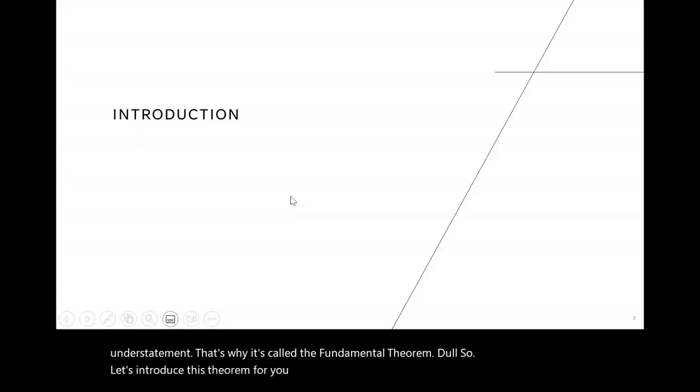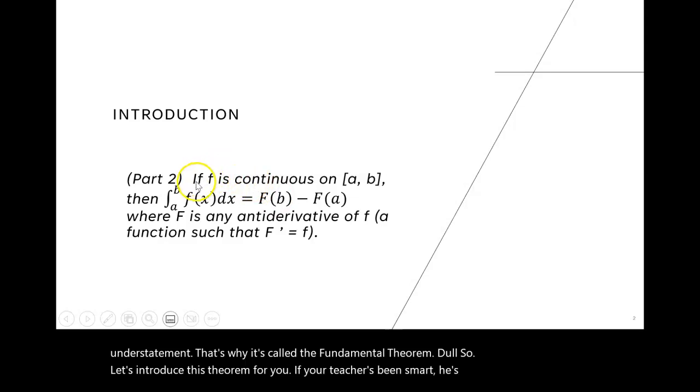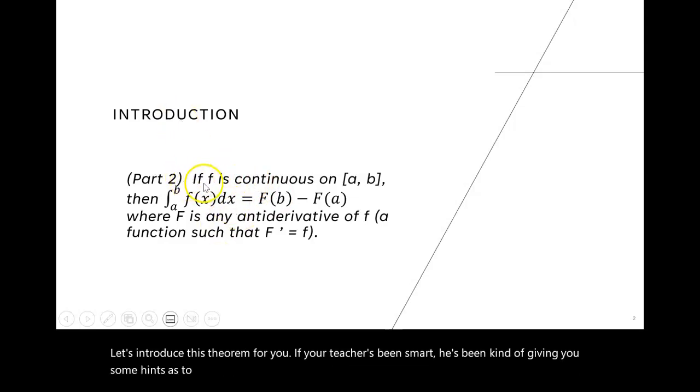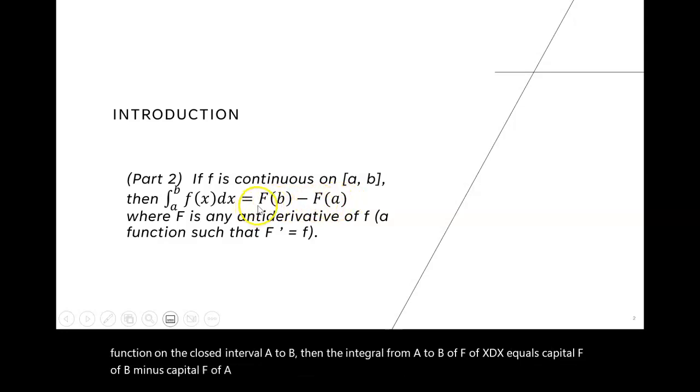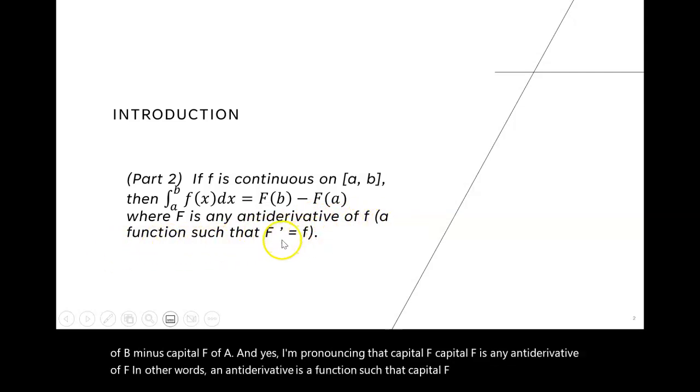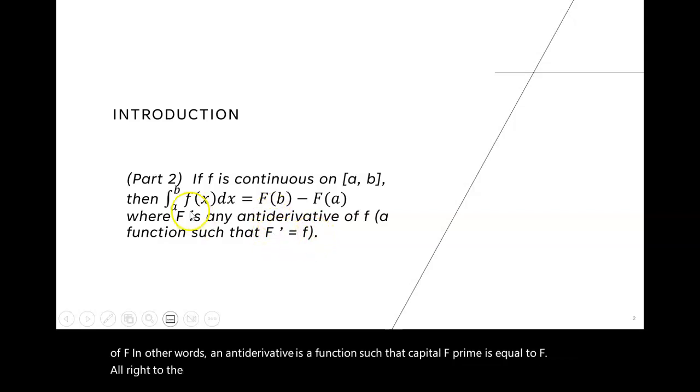If your teacher's been smart, he's been kind of giving you some hints as to where this theorem is going to go. And basically it just says if f is a continuous function on the closed interval a to b, then the integral from a to b of f of x dx equals capital F of b minus capital F of a. And yes, I'm pronouncing that capital F. Capital F is any antiderivative of f. In other words, an antiderivative is a function such that capital F prime is equal to f. All right, so the derivative of capital F is little f. It's the function inside the integral.